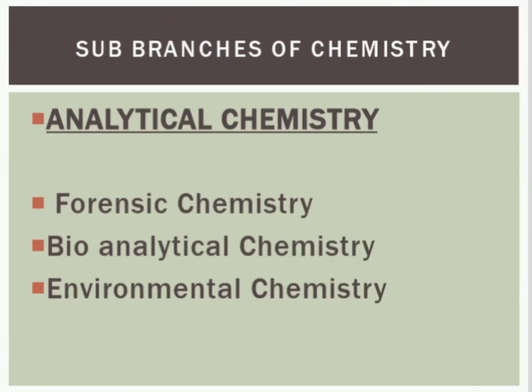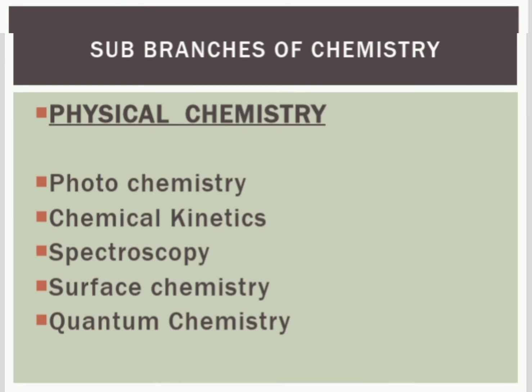Analytical chemistry is majorly divided into three sub-branches. One is forensic chemistry. This is applied in crime investigation using chemical principles, techniques, and methods. Bioanalytical chemistry is the examination, the quantitative and qualitative analysis of biological samples like blood and urine, to detect the presence of chemical substances. Environmental chemistry studies the chemical changes in our environment, the water, soil, and atmosphere.